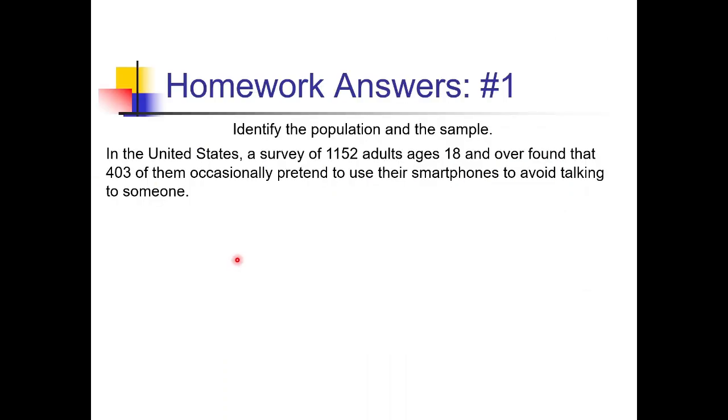For this problem, they want us to identify the population and the sample. So the situation in the U.S., a survey of 1,152 adults age 18 and over found that 403 of them occasionally pretend to use their smartphones to avoid talking to someone. Oh, that's interesting. So the population here is going to be all of the adults ages 18 and over. That's the group that we're talking about here. And the sample is the piece of this group that we're talking about. That's the 1,152 adults.